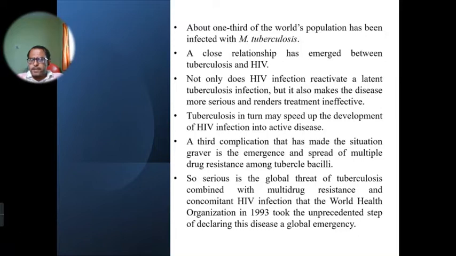In 1993, the World Health Organization declared this disease a global emergency. Pulmonary tuberculosis is declared a global emergency condition because of the contributions between these two diseases and the multiple drug resistant character which is spread among the mycobacterial species. Because of that, the WHO declared in 1993 pulmonary tuberculosis a global emergency condition.